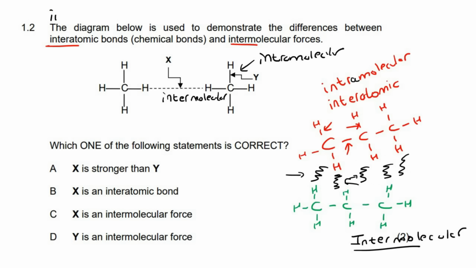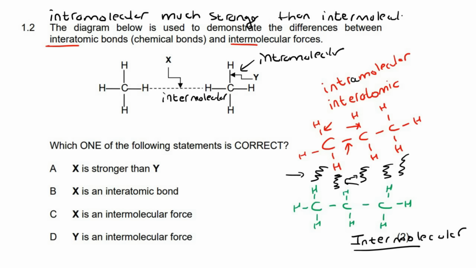Okay, so we can say that intramolecular is much stronger than inter. Why is that? Well, these ones are the ionic, metallic, covalent. These ones are the dipole-dipole, London, hydrogen bonding. Okay? So, let's see which of these is correct. So, X is stronger than Y. Well, no, because X is an intermolecular and Y is an intramolecular. So, these ones are much stronger. Those are your ionic, covalent, metallic.